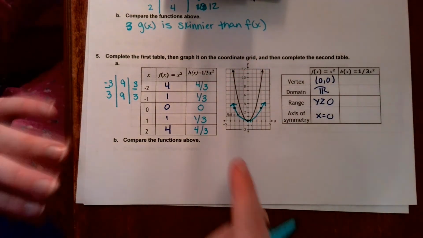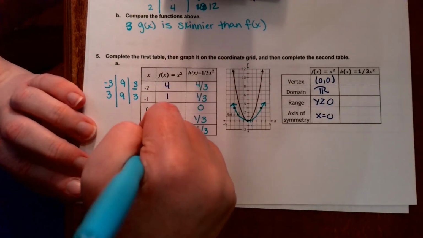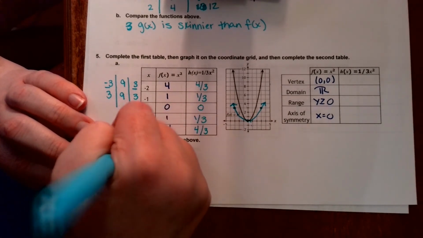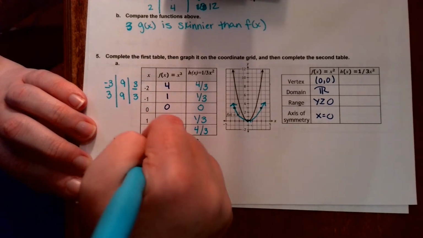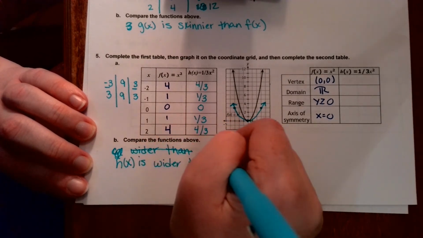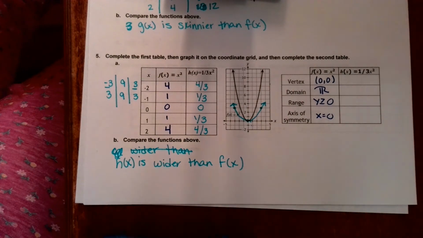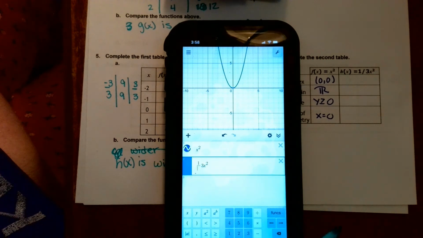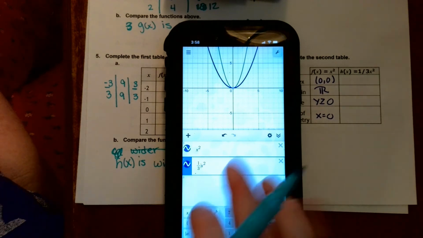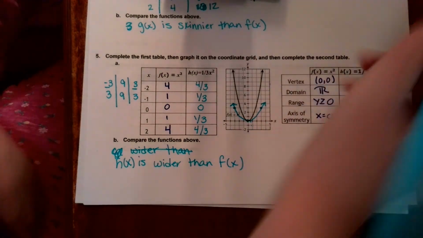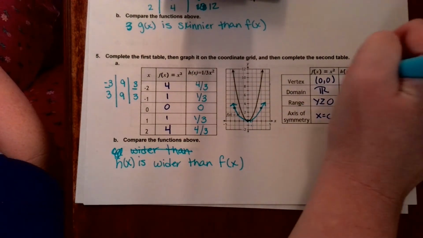Okay, so comparing these, this is a wider function. Well, we'll say g of x, sorry, or h of x, sorry. H of x is wider than f of x. Okay, so let's go back to Desmos. So we're going to do 1 divided by 3 x squared, and it does make a wider function. Alright, so let's come over here. Vertex stays the same.